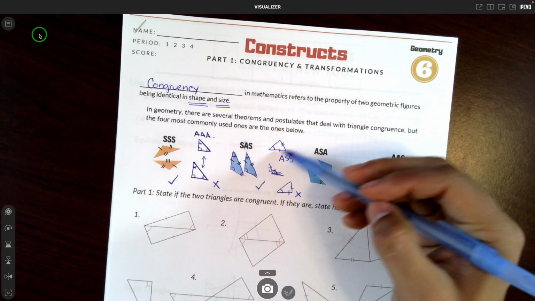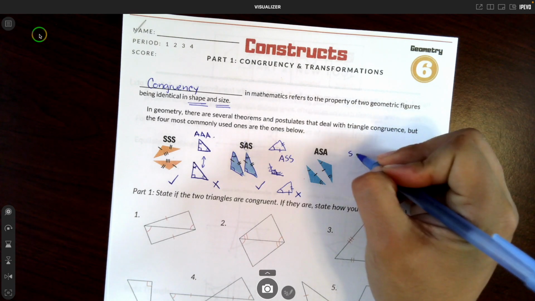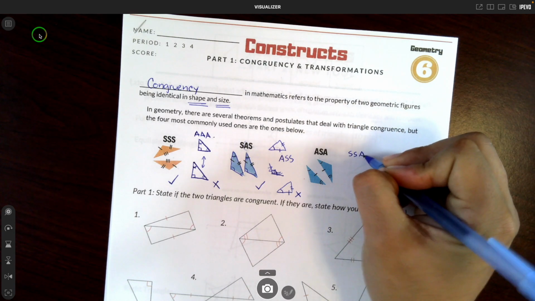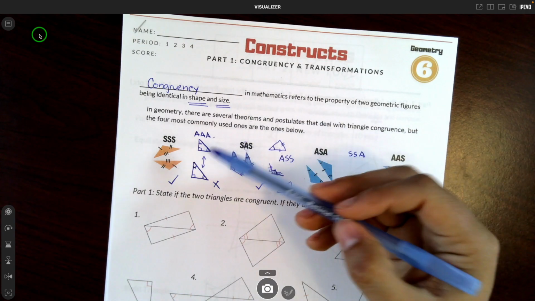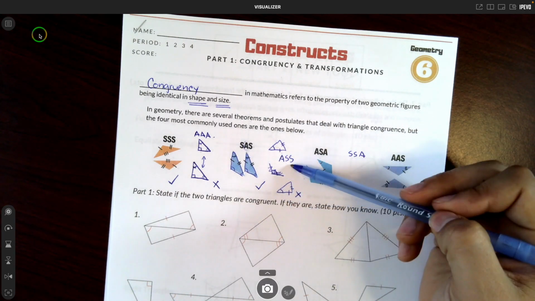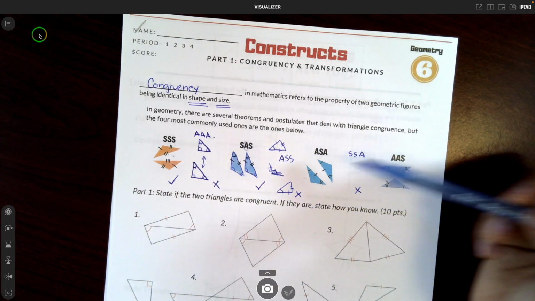Now the opposite also doesn't work. Side, side, angle. That doesn't work. So these three are the ones that don't work. These four are the ones that do.